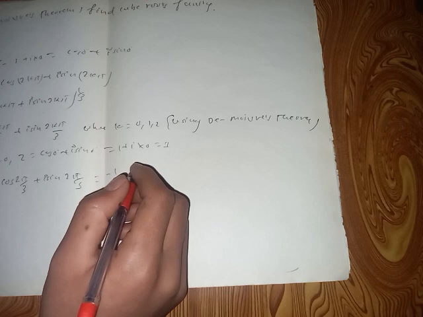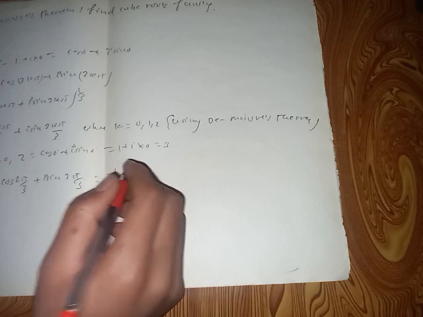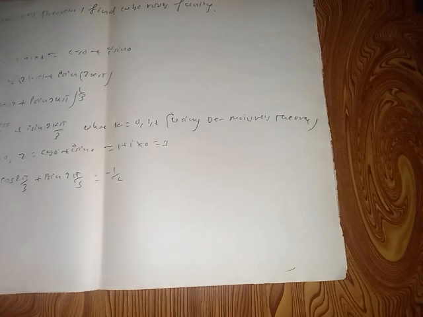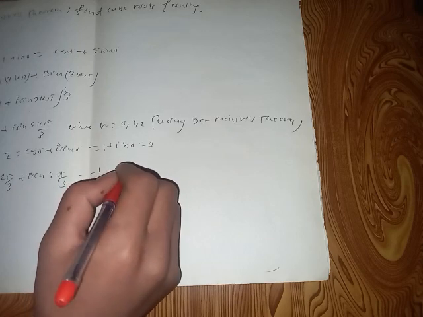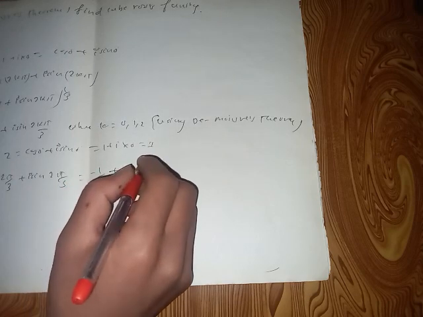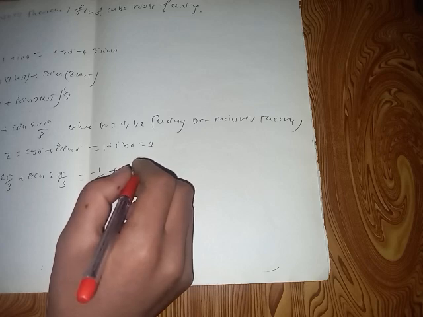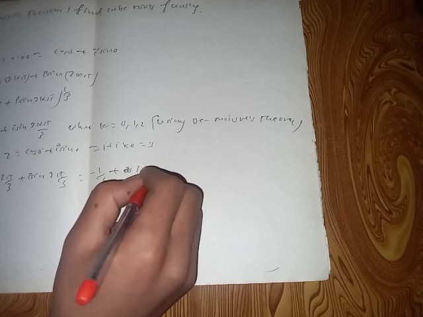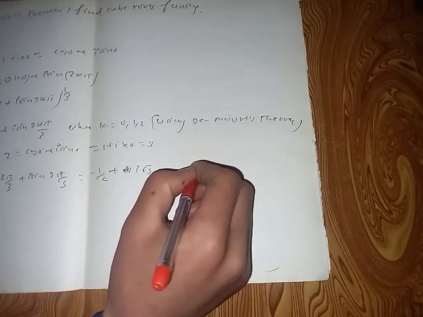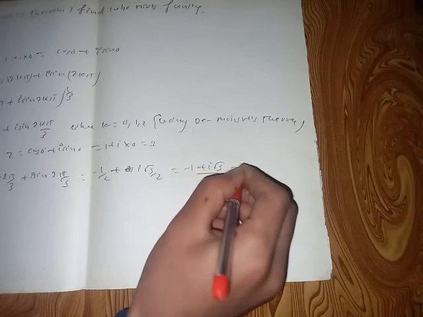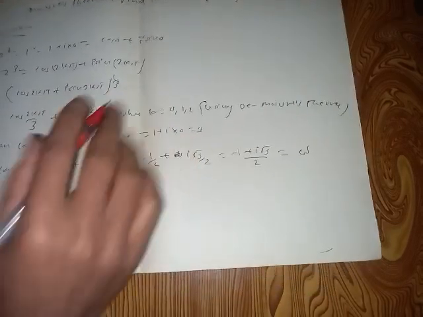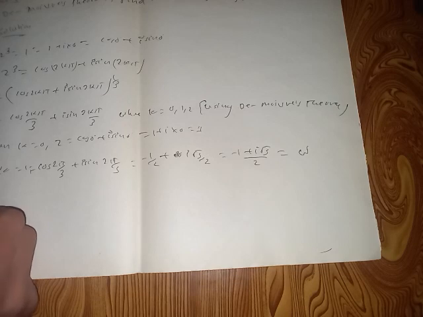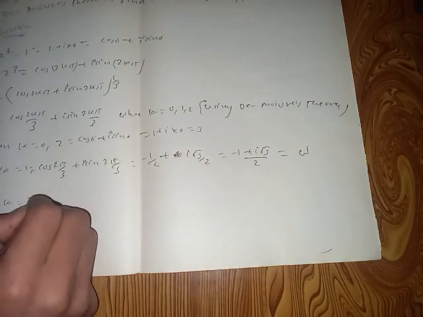Using De Moivre's theorem, when k is equal to 0, then z is equal to cos 0 plus i sin 0, which is equal to 1 plus i into 0. The value of k is 0 in place of z equal to cos 2kπ/3 plus i sin 2kπ/3, so its value is 1.